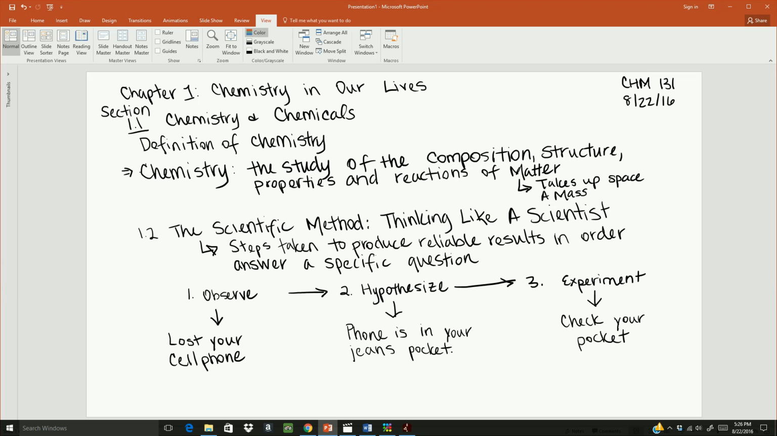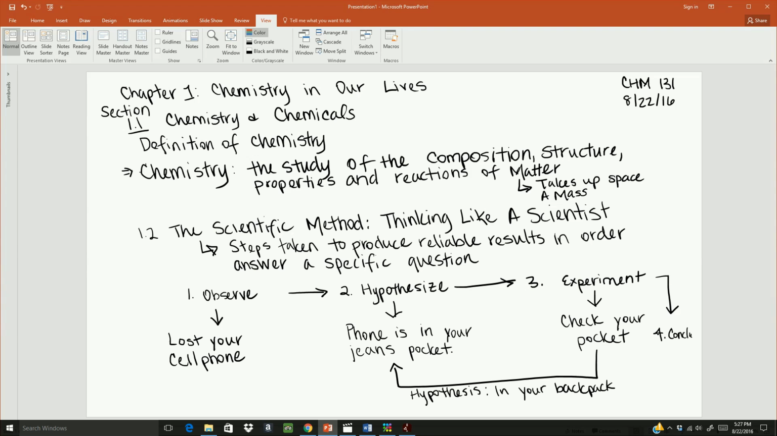Now, let's say you check your pocket and your phone isn't there. So then you're going to have to go back through this cycle and come up with a new hypothesis. So let's say now your hypothesis is that maybe it's in your backpack. So you can go through these steps several times in order to come to a conclusion, which would be the final step, and that would be step 4, is to conclude.